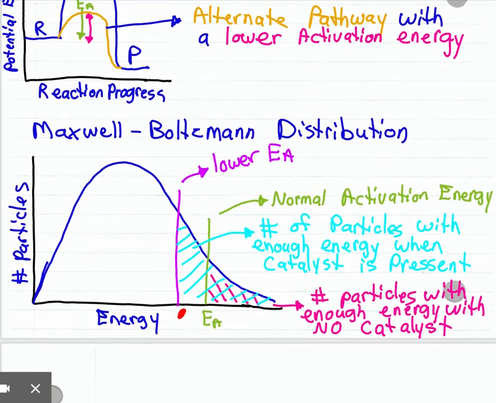So adding a catalyst causes more collisions to be effective because the collisions require less energy. So the energy requirement is lower in the presence of this catalyst. And so because the energy requirement is lower, more particles meet the energy requirement and more collisions are effective and the reaction rate will increase.